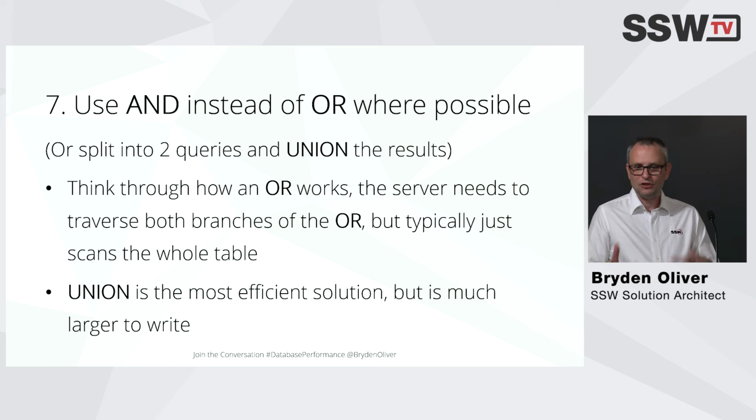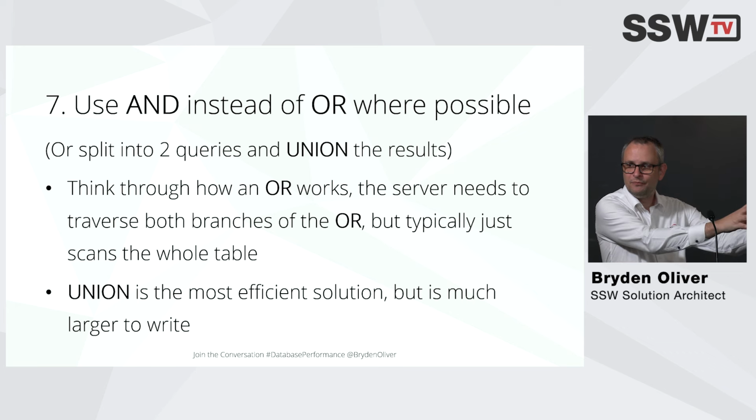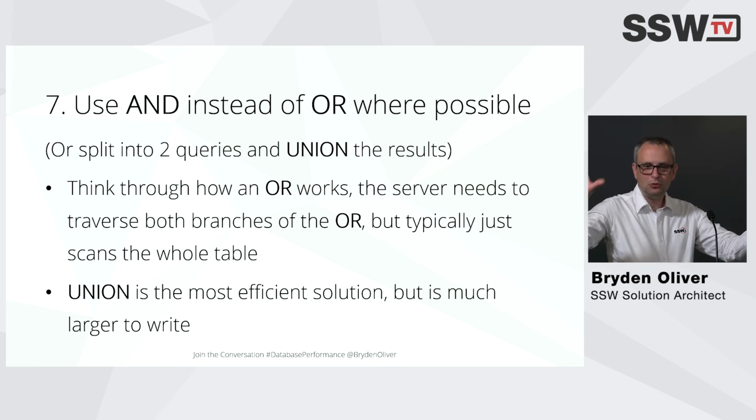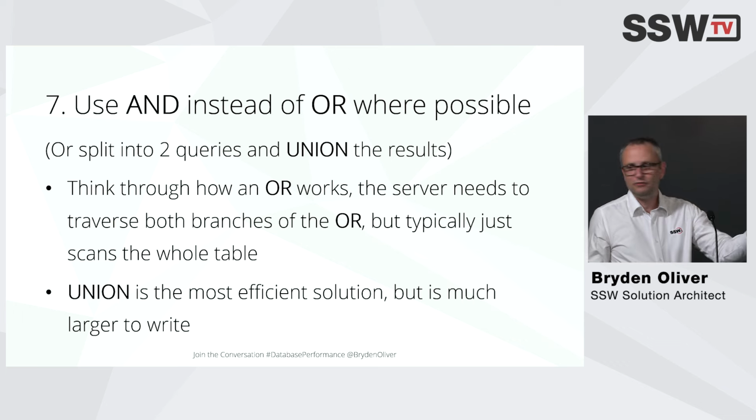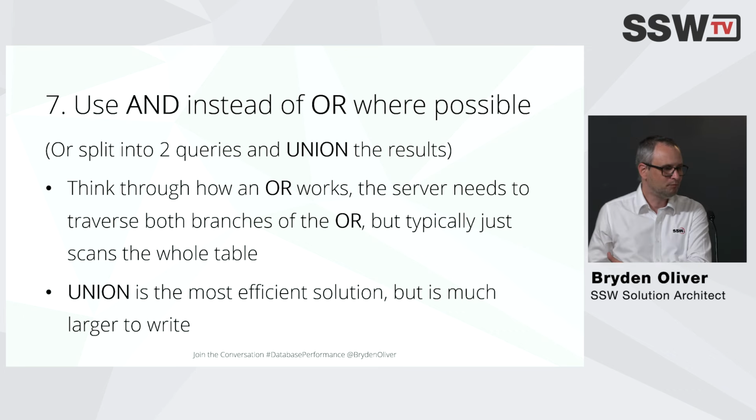The server needs to go and grab all the data that fits clause A, then it's got to look through the whole table again and find all the things that match clause B, and then union the two together, and then return that to you. And that's why you often see an or written as a union, because it's actually more efficient to do it that way.